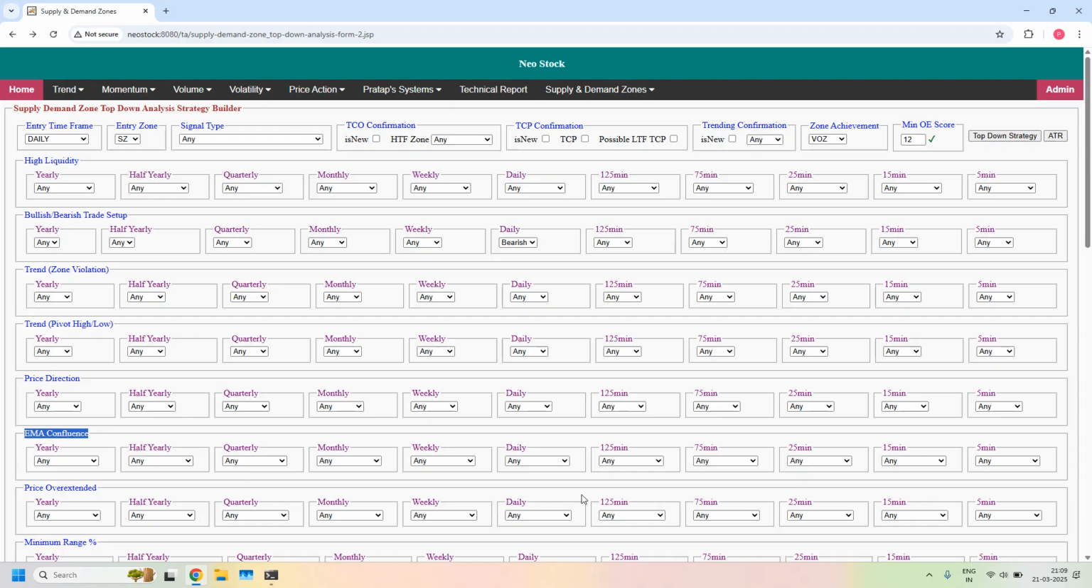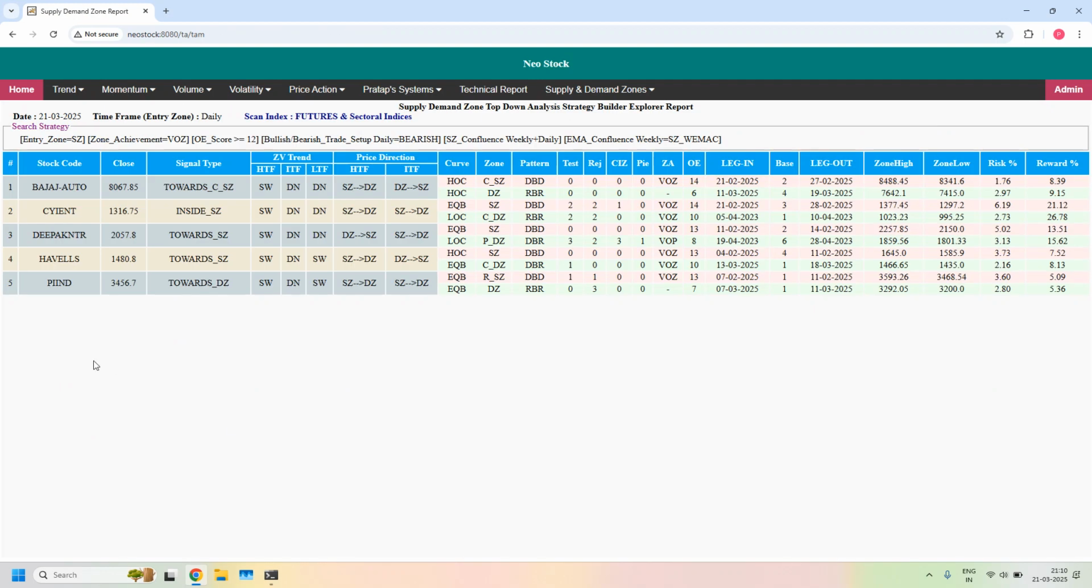In the EMA confluence at weekly time frame, I am checking whether weekly supply zones have weekly EMA confluence. Anyway, the weekly trend is downtrend. So out of 6, we got 5 stocks. So these 5 daily supply zones have a higher probability of success based on daily and weekly supply zone confluence and weekly EMA confluence for the weekly zone.